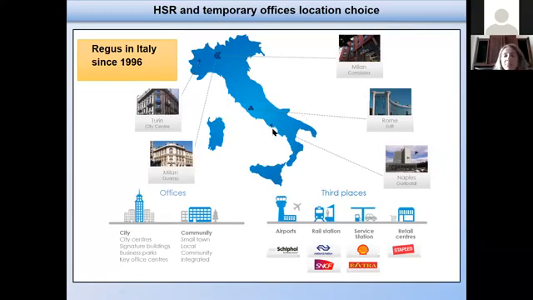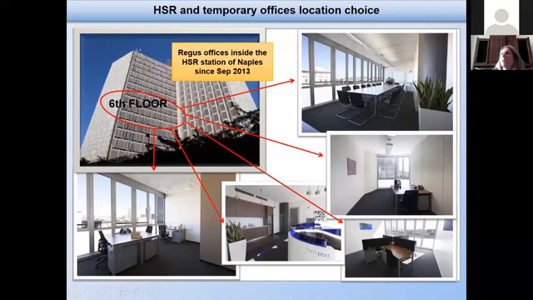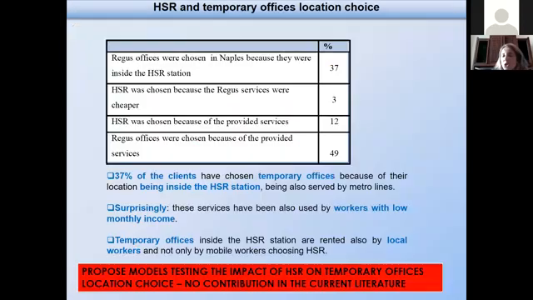Napoli, my town. Look at these temporary offices. These temporary offices are wonderful, smart places where people can do everything. They have Wi-Fi, they have the secretary, they have video conferencing, they have smart offices. And on the 6th floor of the building of the central station in Napoli, inside the high-speed station, we have temporary offices. So what I did was to interview the clients in Napoli to understand why they chose these temporary offices. 37% of the clients chose these offices because they were inside the high-speed station.